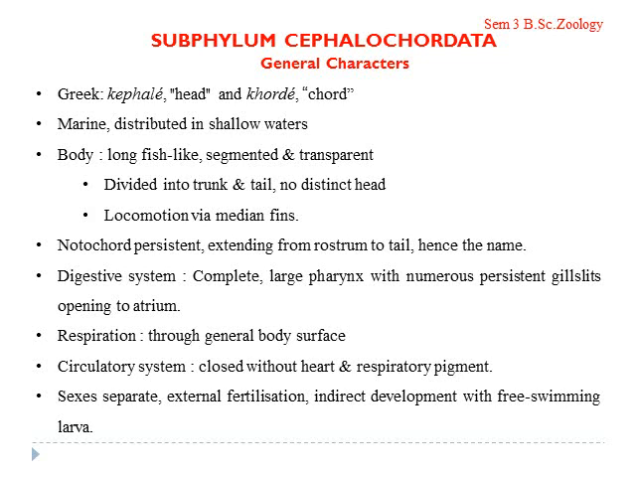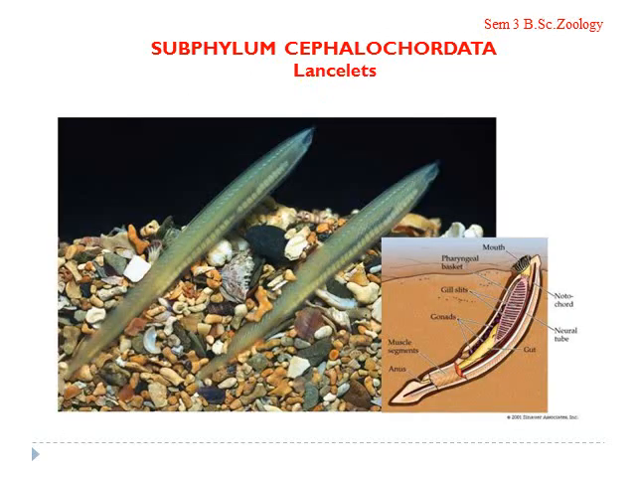Purely sexual reproduction is found, and the development is indirect, which includes a free swimming larva, and you can see. So this is one example, Branchiostoma. The cephalochordates are commonly known as lancelets.